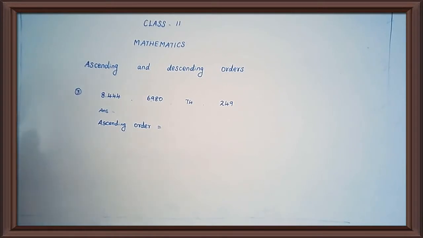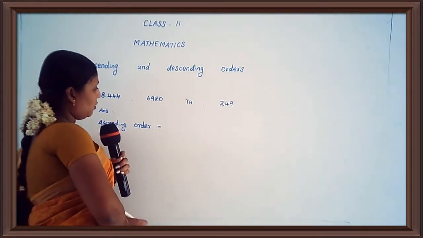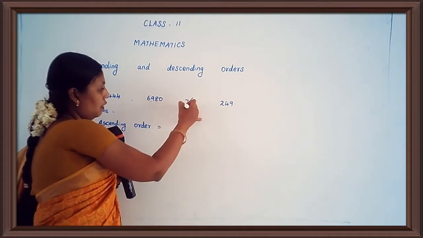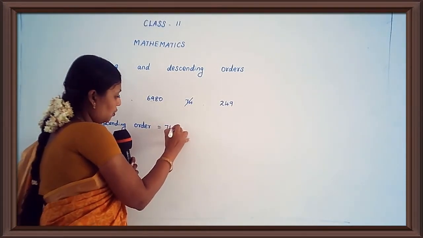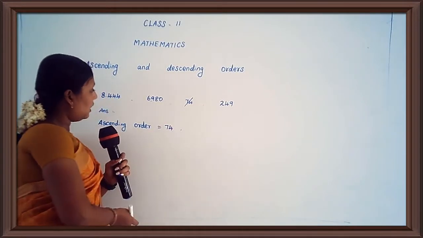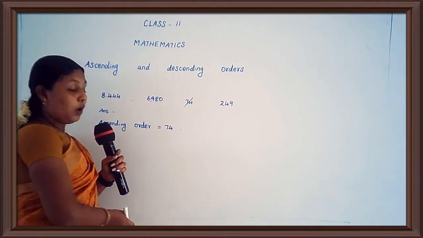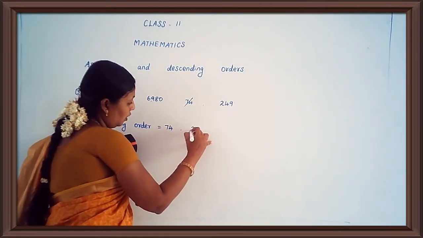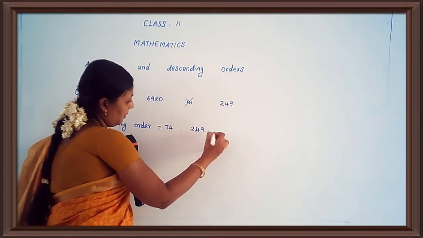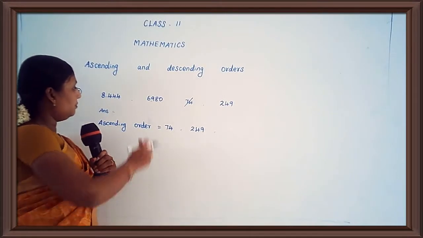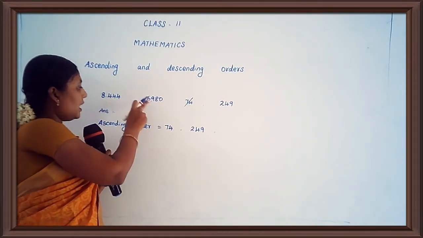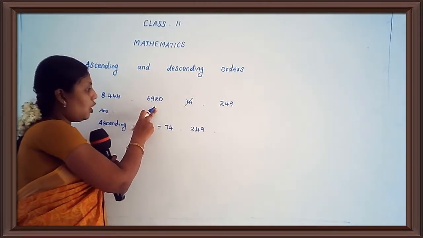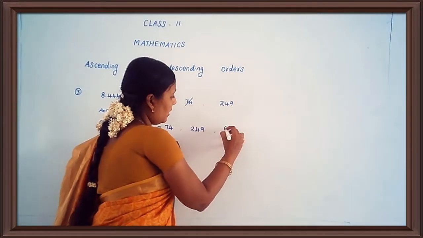So now we want to write the small digit number to big digit number. Okay. See here 74. 74 is the smallest, a 2 digit number. Then any 3 digit number here? Yes, only one 3 digit number is here. So we have to write 249. Then write the next one, 8,000, 6,000. Which is smaller? 8,000 and 6,000. Which is smaller? 6,000. Okay, so we have to write 6,000.